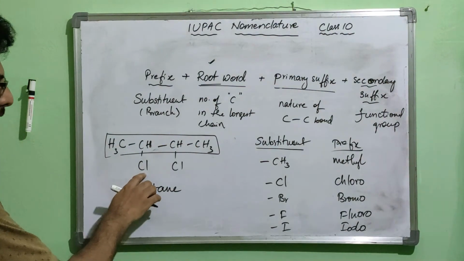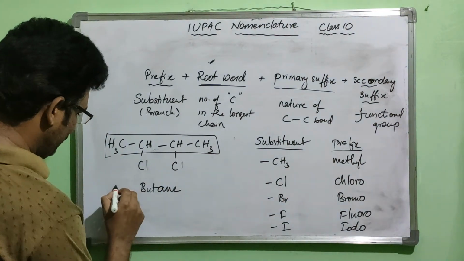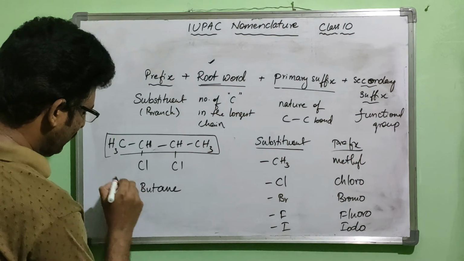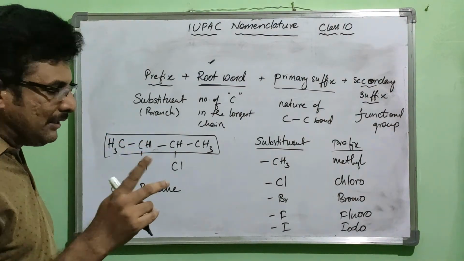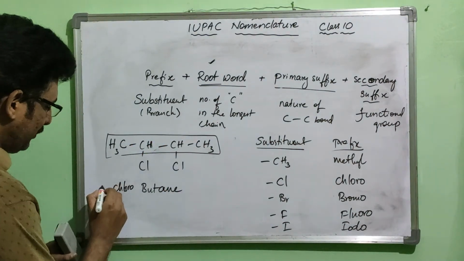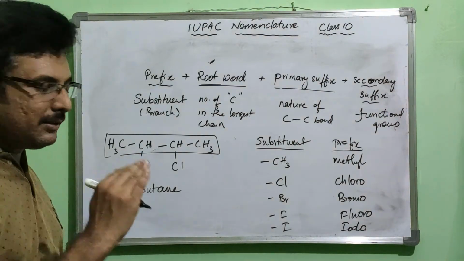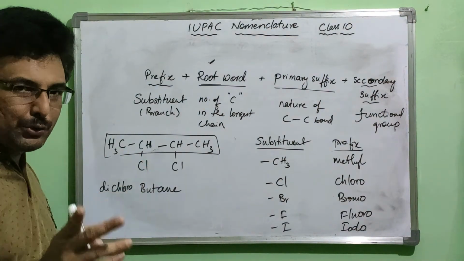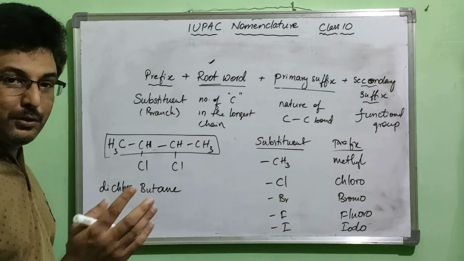Now you have 2 substituents of the same kind, that is chlorine. So you will write chloro. But you have this substituent twice here. So for two chlorine atoms, you will write dichloro. So di means the same substituent has repeated twice. Okay, so dichlorobutane. But what is the position?